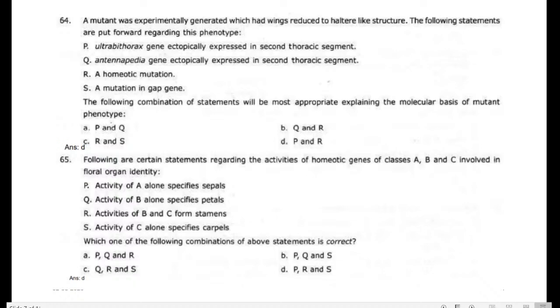During flying, in this kind of halteres, as I told at the initial part of this question, the halteres are modified wings. They are all modified wings. These wings are normally in Diptera.